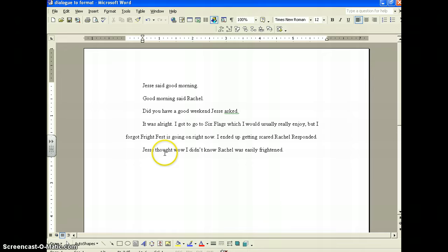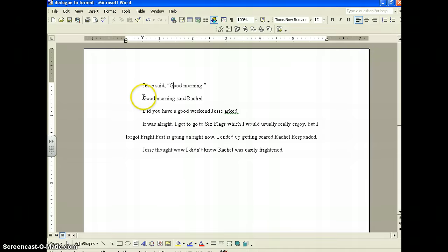Now I need to go back and punctuate so it's clear who is saying what. So if I look at the first one, Jesse said, I need a comma after said. That lets my reader know the dialogue is starting. And then good morning needs to be in quotation marks. That way it's clear that that's exactly what he's saying. This is his sentence. It's not the beginning of my sentence, but it is the beginning of his sentence, the thing that he says. So I need to capitalize good in good morning.